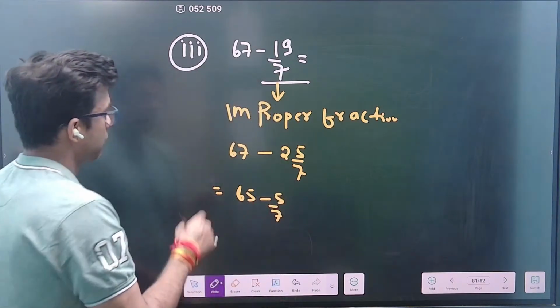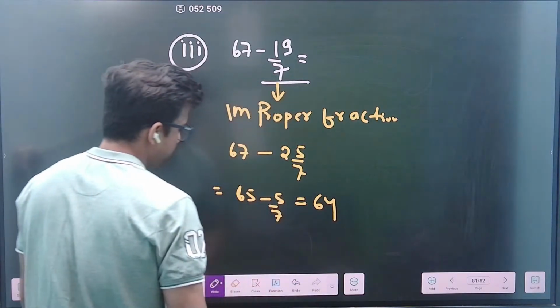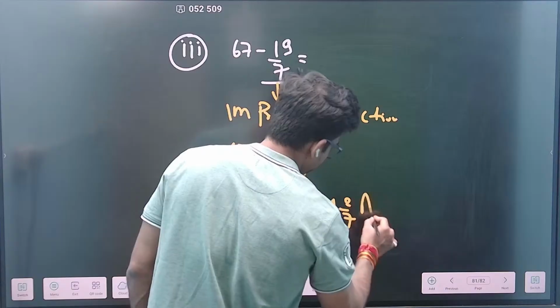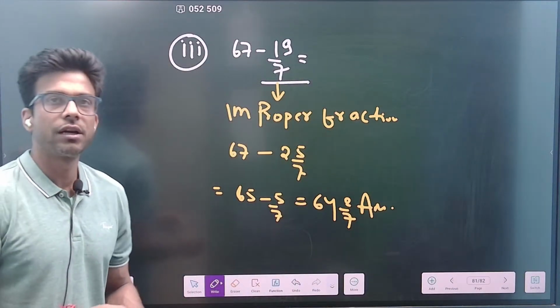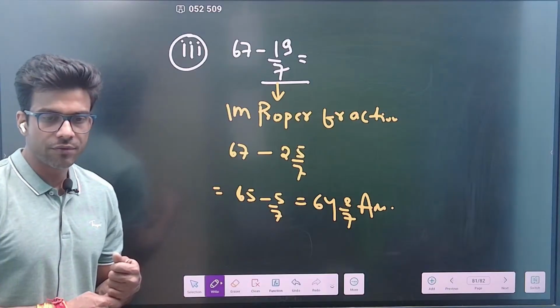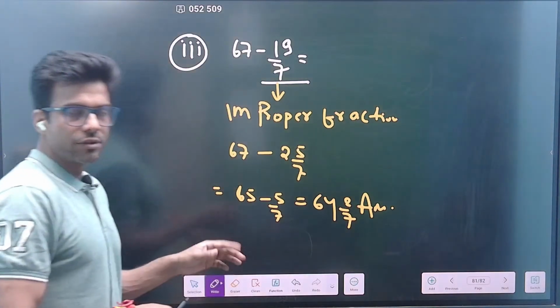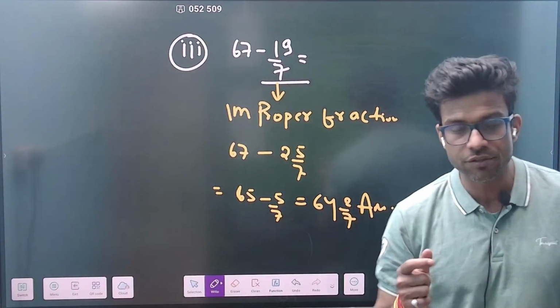I think we have come to that part. So the answer would be 64, and 7 minus 5 is 2. 2 by 7 is my answer. Correct. This is the process through which we are doing it. I hope this makes sense to everyone. Correct. So basically you can solve any of the problems through this method, but always remember this is a fraction part.